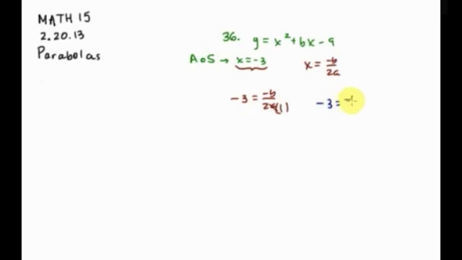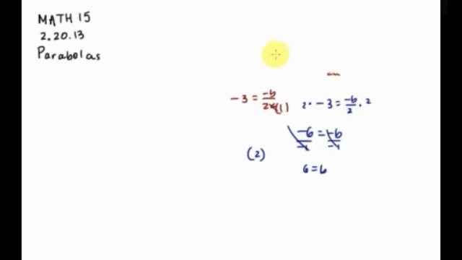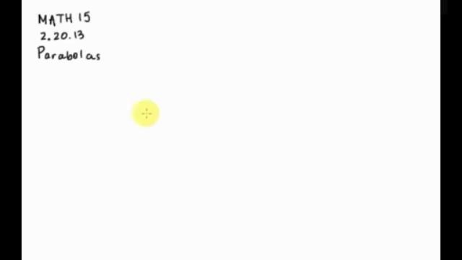Negative 3 is equal to negative b over 2. Multiply both sides by 2. Negative 6 is equal to negative b. Don't confuse the 6's with the b's. 6 is equal to b. So that would be choice 2. And the rest you can do yourself. It's not that hard. Question 35 is similar to this, but just do it the way I just did it. And you should be set.